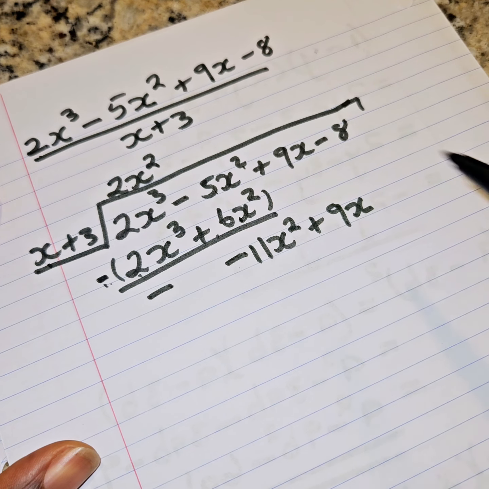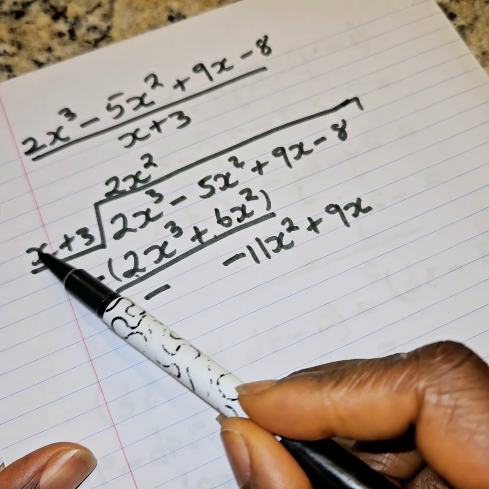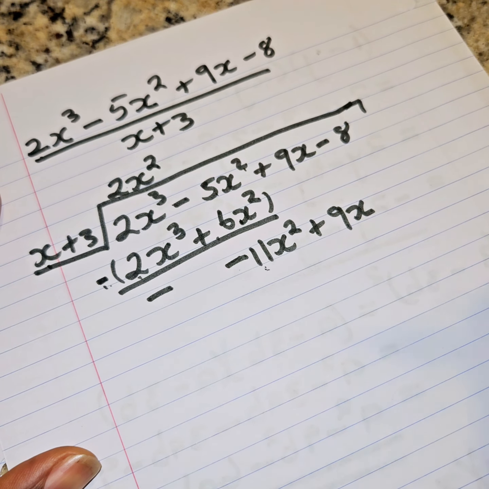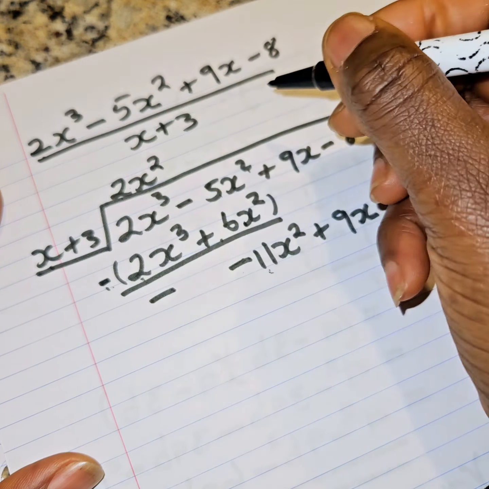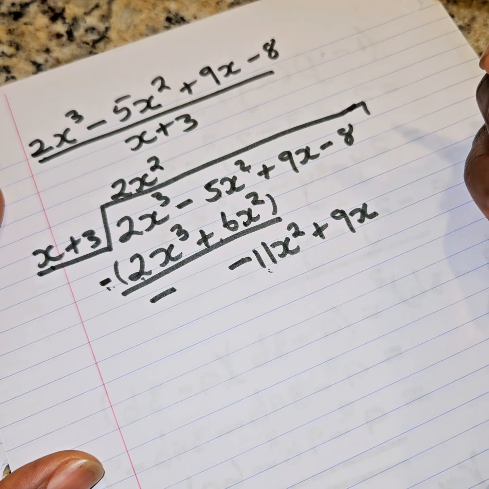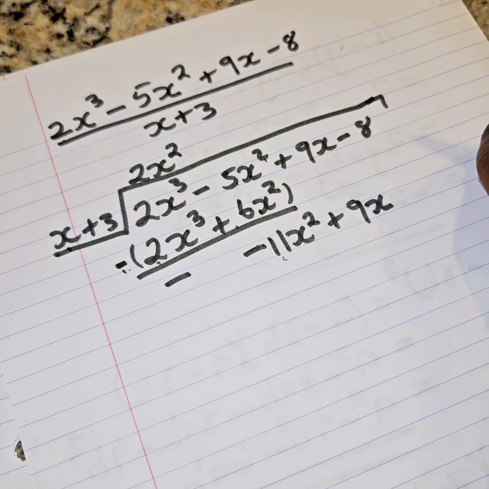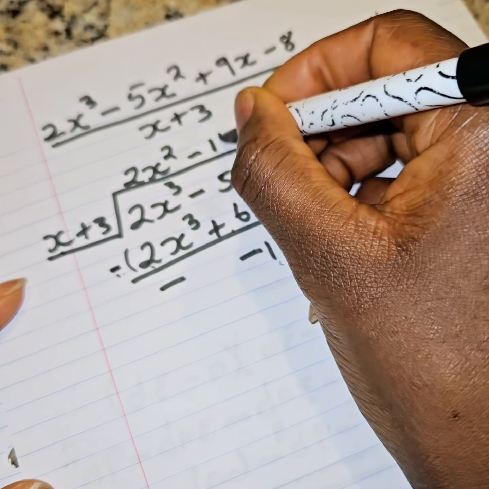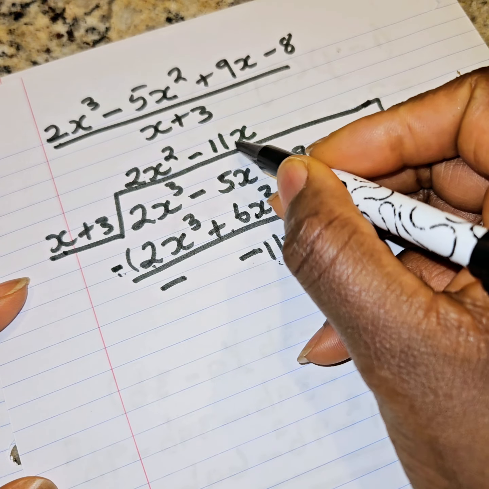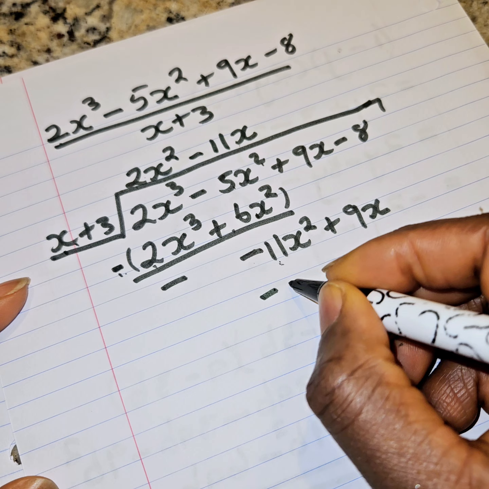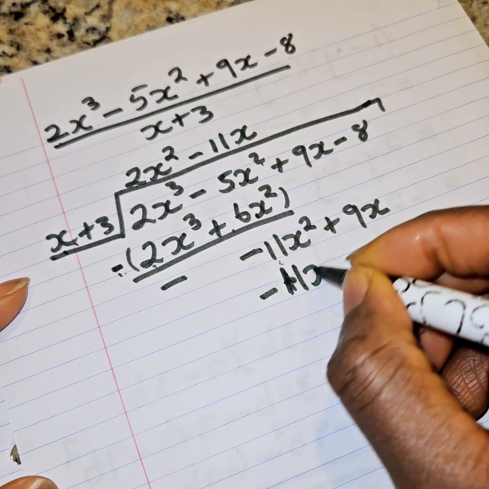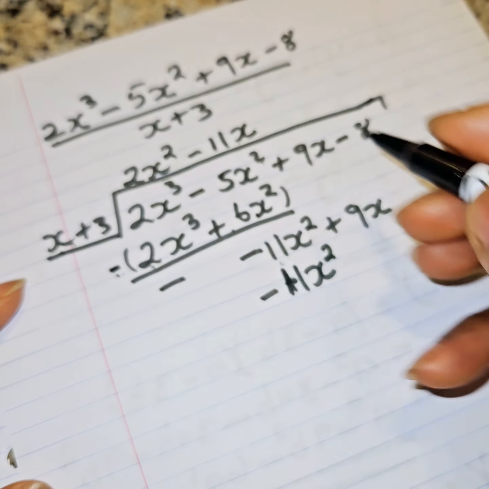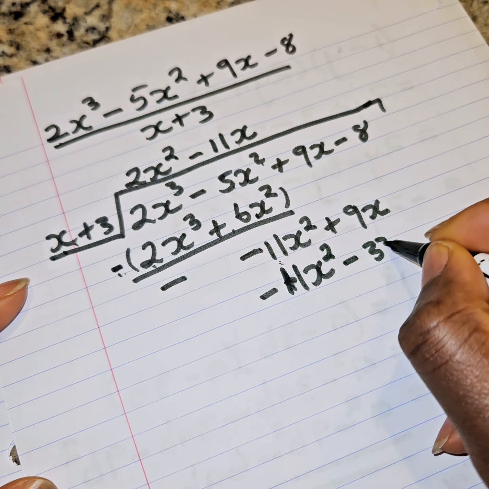What is the next thing? I'm looking for a number that I will multiply by x to have 11x squared. That number is going to be plus, I could use negative 11x. This times this will give me negative 11x squared. Negative 11x times 3 is minus 33x.